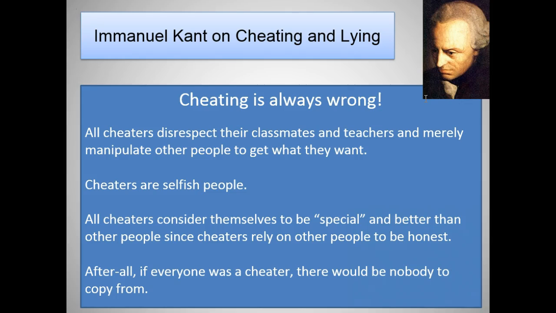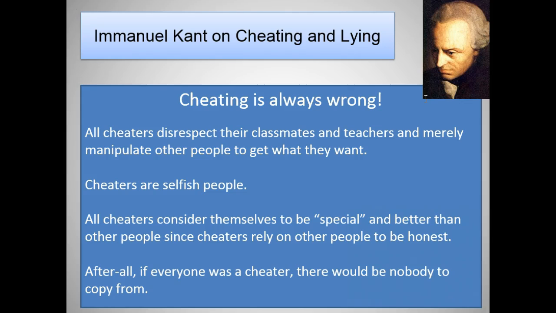All cheaters are selfish manipulators who only want to get what they want at the expense of other people. All cheaters are liars. All cheaters are selfish. And certainly all cheaters are people who think that they're special because they're doing something that they know full well cannot be a universal rule. Because after all, if everyone cheated, there would be no one to cheat from.